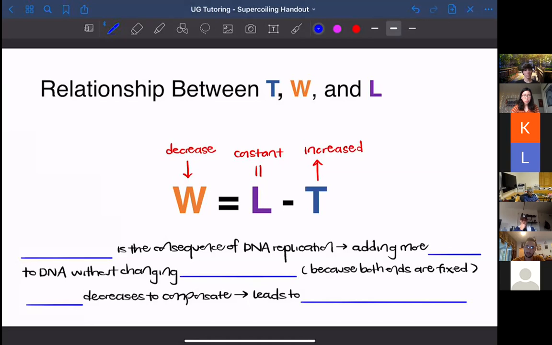So I'll just write that out really quickly. Supercoiling is the consequence of DNA replication because you're adding more twists to DNA without changing the linking number, because both ends are considered fixed. So the writhe has to decrease to compensate, and that leads to negative supercoiling.